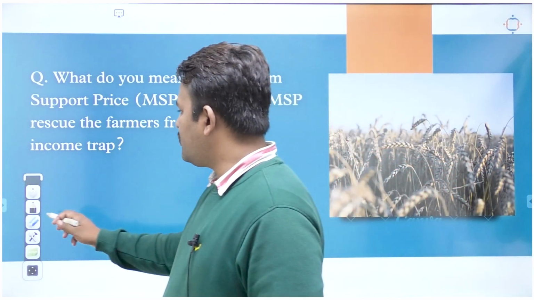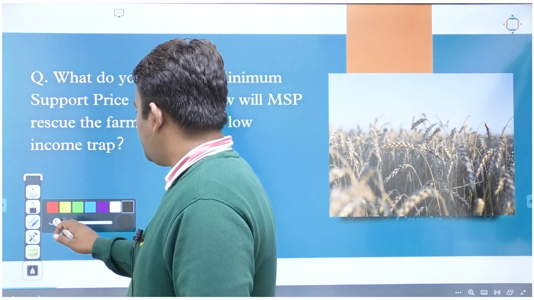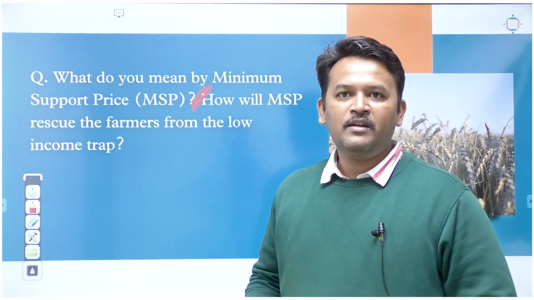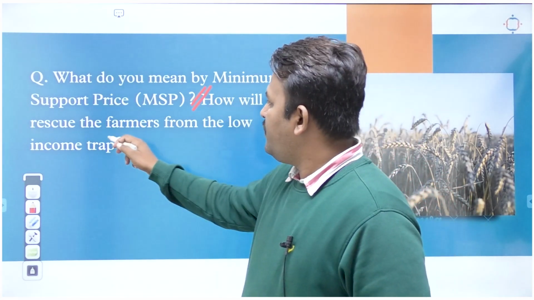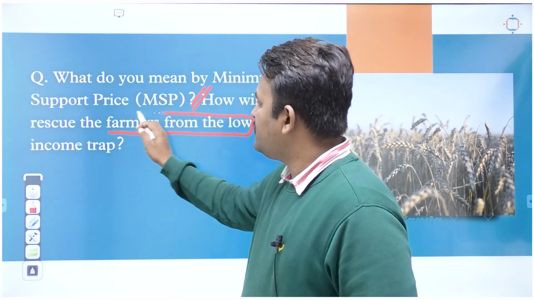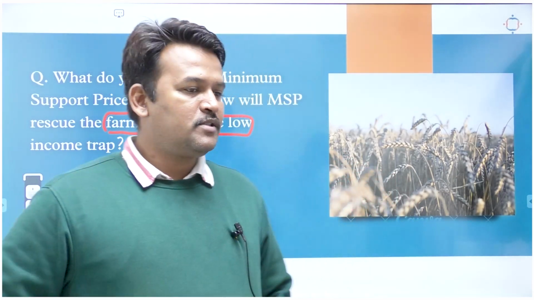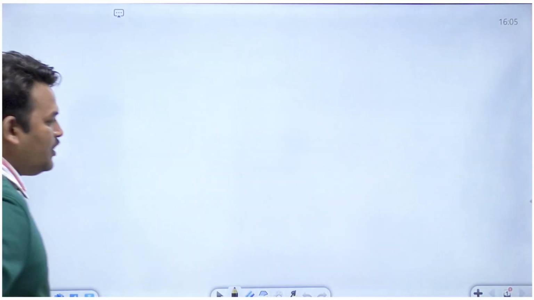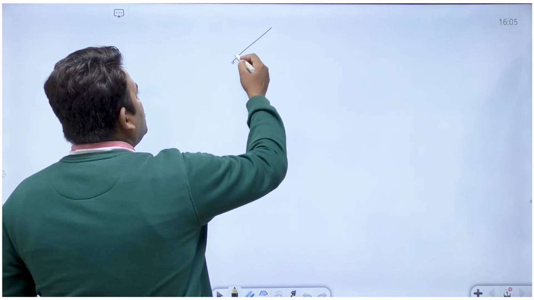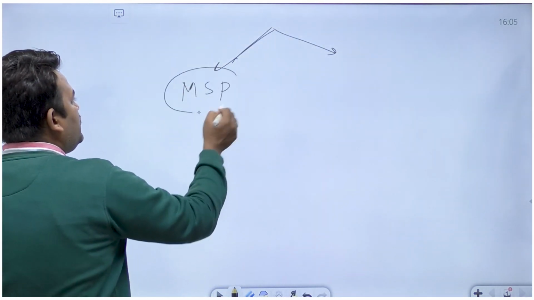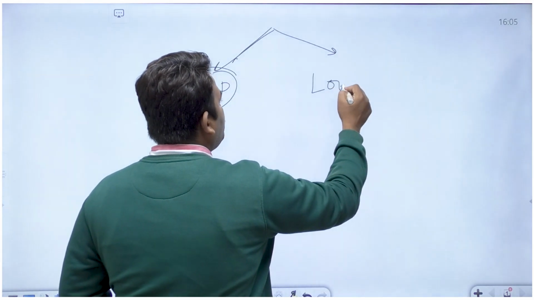First, we have to decode the question. In this question, there are two parts. First part is, what do you mean by MSP, right? And the second one is, how it will ensure farmers from the low income trap, right? When we go towards the structure of this question, here you have to understand the first thing. We are going to discuss MSP, right, and the low income trap of farmers.